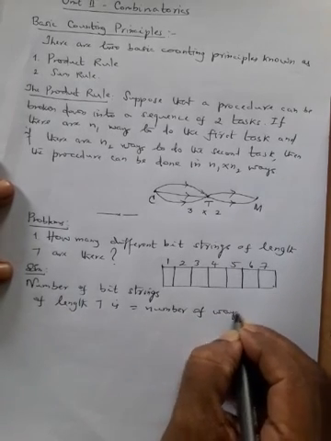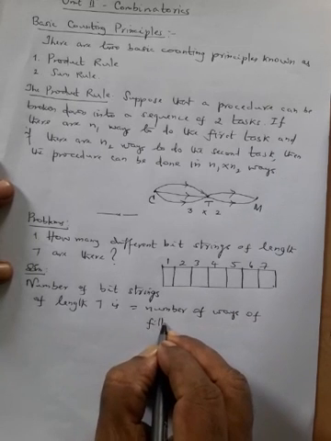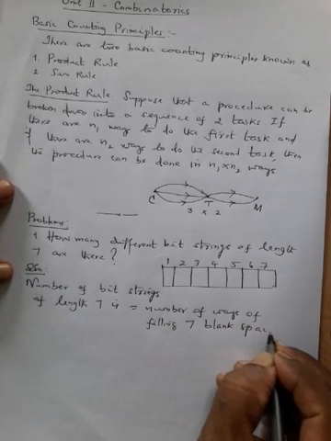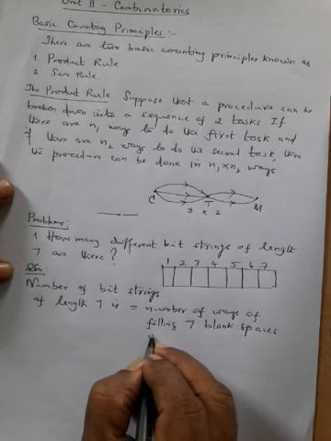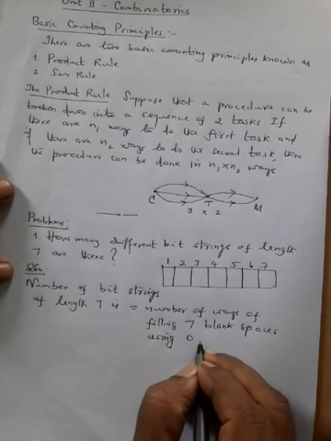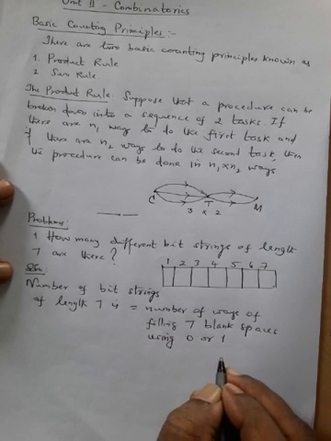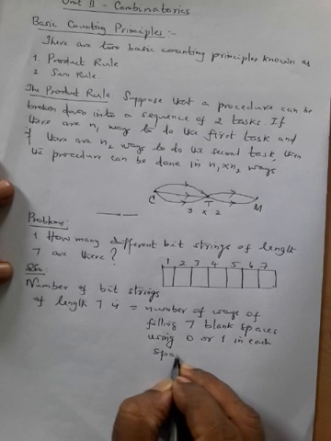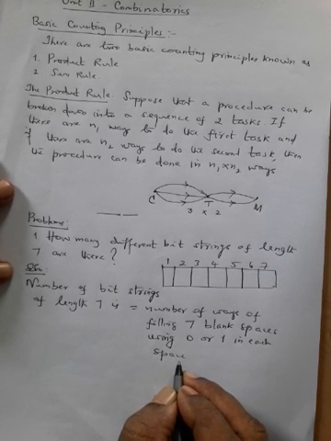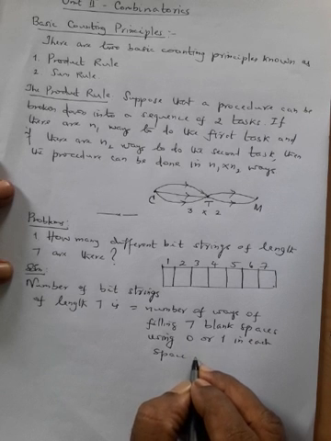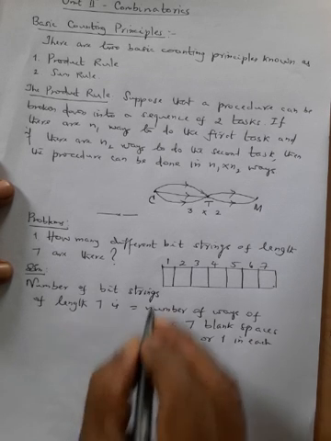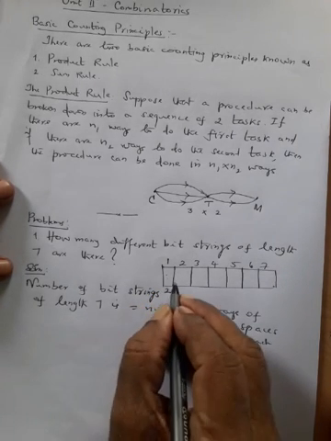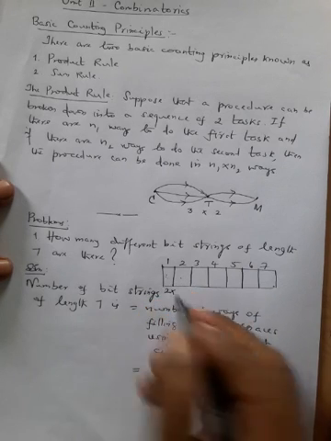the number of ways of filling 7 blank spaces using 0 or 1 in each space. Now in how many ways can the first blank space be filled? You can use either 0 or 1, therefore this can be filled in 2 ways. Repetition is allowed.